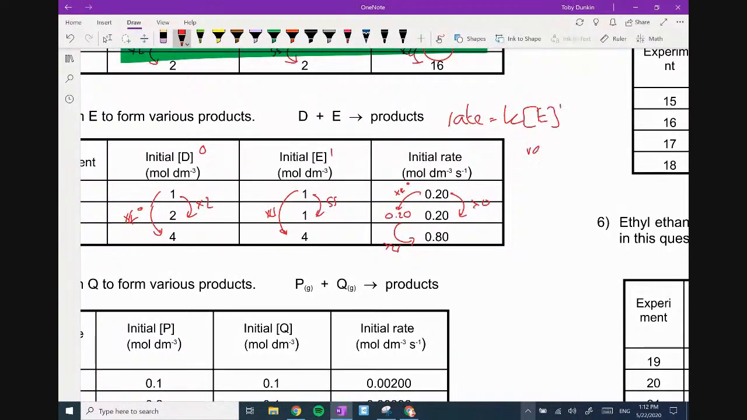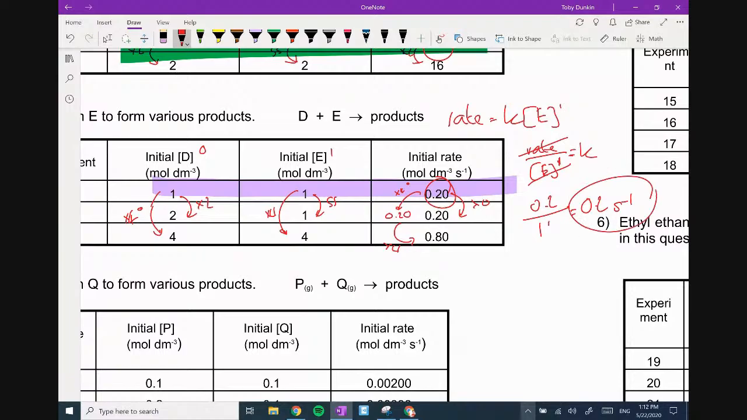Right, reorganize. Rate divided by e to the power of 1 gives me K. Choose a string. I choose U. That was terrible. I choose U. Right, so I'm going to choose rate. Rate of 0.2 over e to the power of 1, which is 1. So the answer for K is 0.2. Units: moles per dm cubed, moles per dm cubed, it's s to the minus 1, and I'm done.